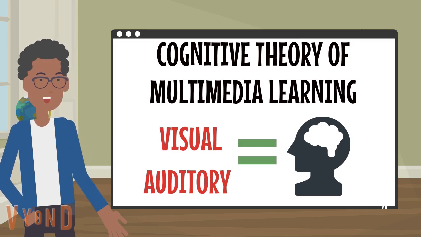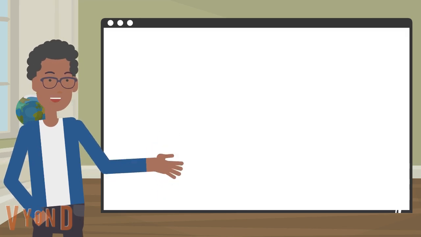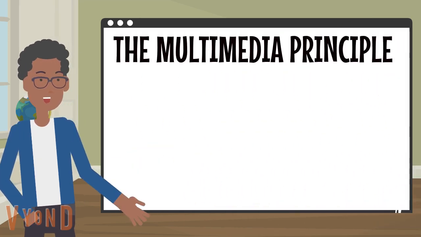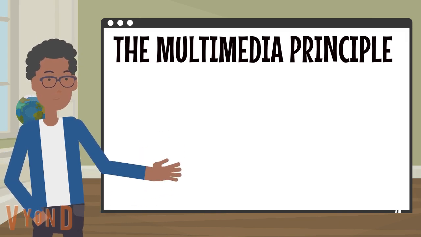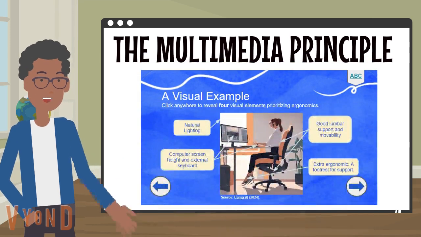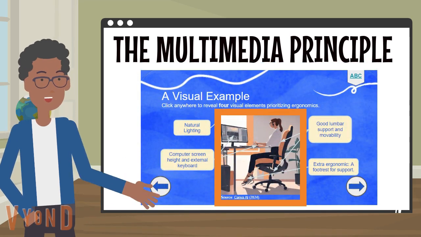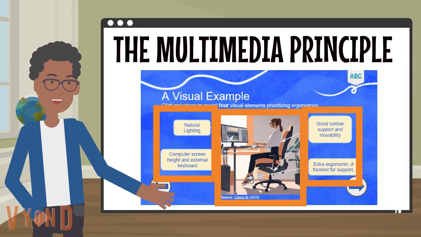Let's explore a few of these principles. The foundational principle is the multimedia principle, which says that humans learn more effectively from words and pictures than just words alone. For example, using a relevant AI-generated image in coordination with words to enhance the information.